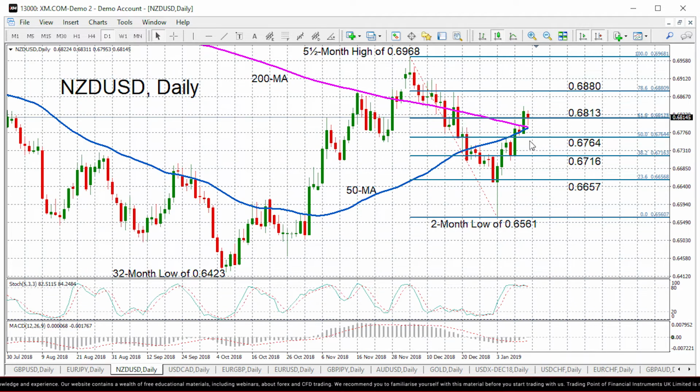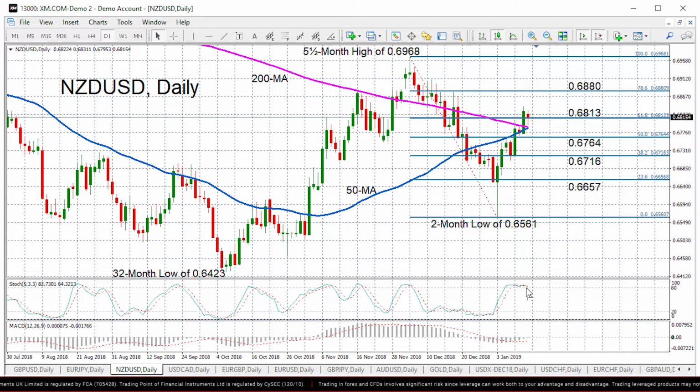And finally, having a look at the Kiwi dollar, we can see here that the 50-day moving average is in progress of making a bullish crossover with the 200-day moving average. So the pair has been steadily recovering since late September.